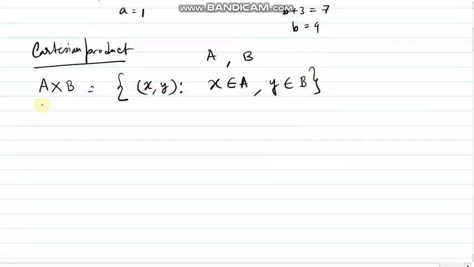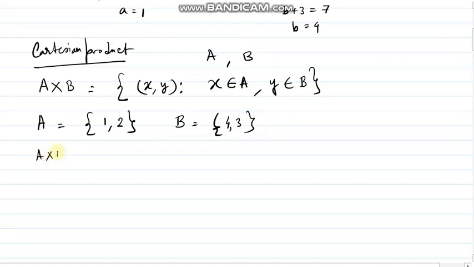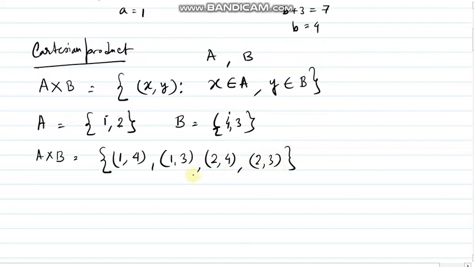So I will give you one example, a simple one. A is {1, 2} and B is {4, 3}. So what will be A cross B? Just check. A cross B will be first 1 and 4, so (1, 4). I said x belongs to A and y belongs to B. Next (1, 3), right? Next (2, 4). Then (2, 3). A cross B and B cross A are different.